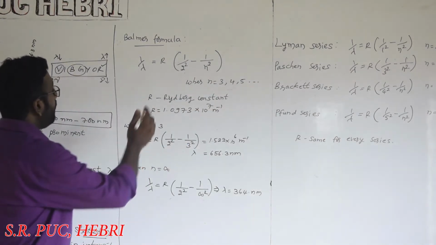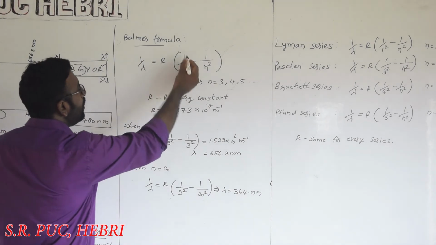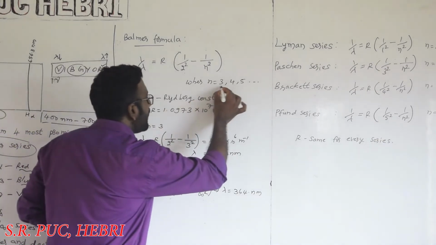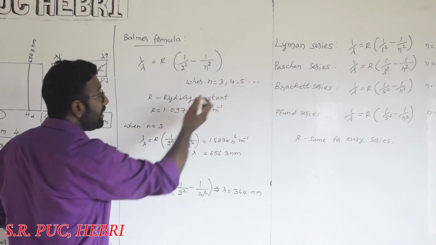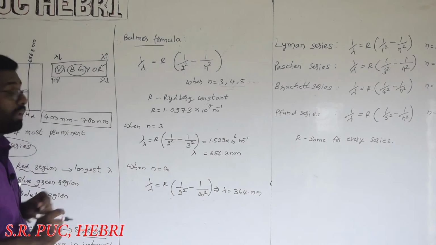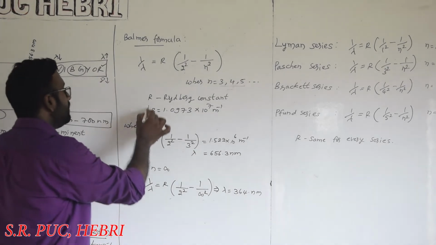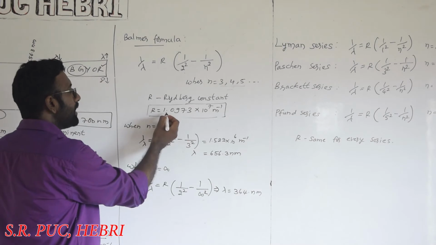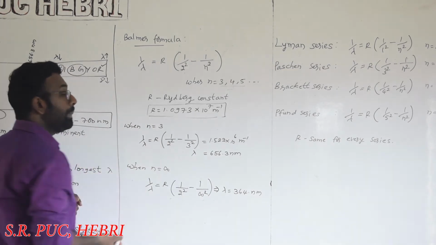So Balmer gave a simple formula: 1 by lambda is equal to R into 1 divided by 2 square minus 1 divided by n square, where n is 3, 4, 5, etc. You see here it starts with 3. You will come to know why it starts with 3. R is the Rydberg constant, a constant usually associated with the wave number. It has a value of 1.0973 into 10 to the power 7 per meter.